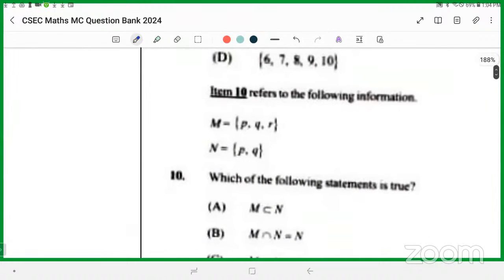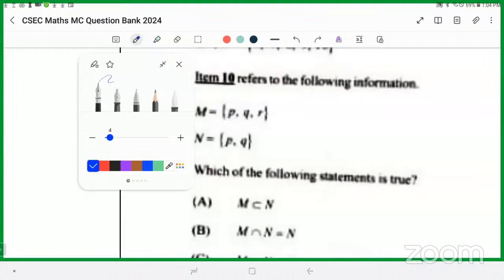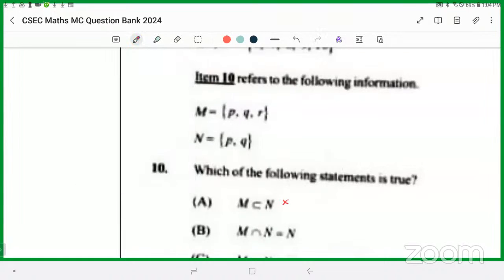This one says P is P, M is PQR, N is PQ. Which of the following statements is true? This is saying M is a subset of N. This is not true because M actually is bigger than N, so that can't be true. Let's use a process of elimination. This one is not true. Is this one true? M intersect N equals N.